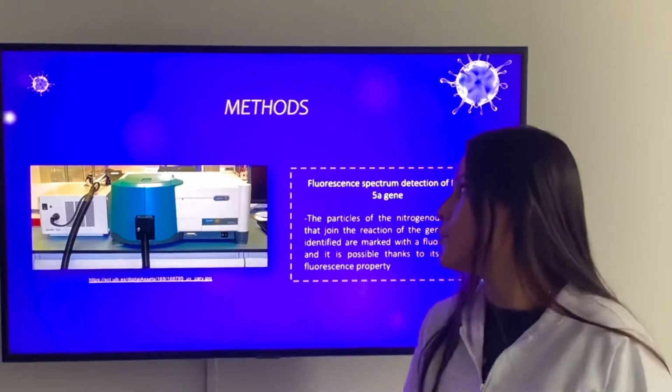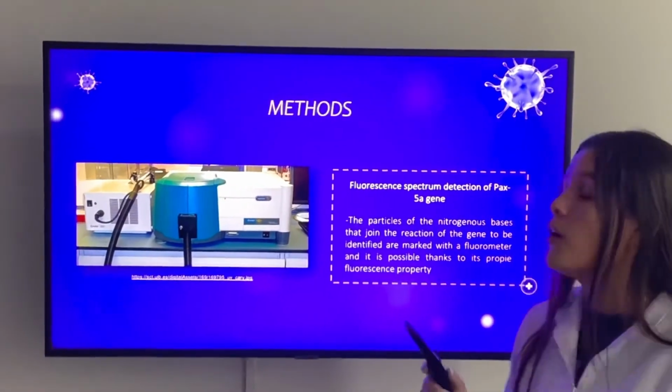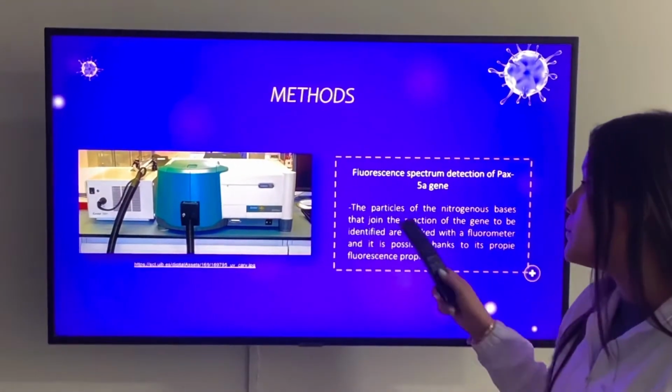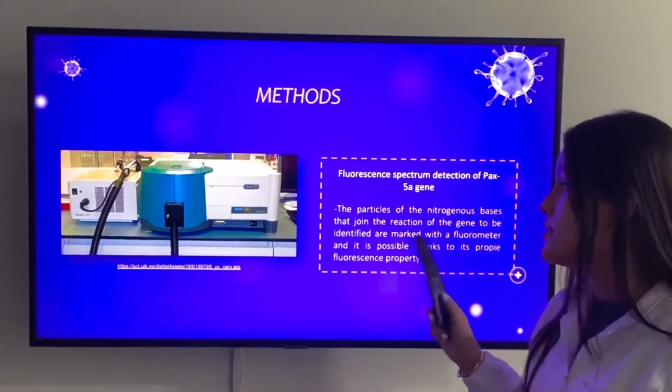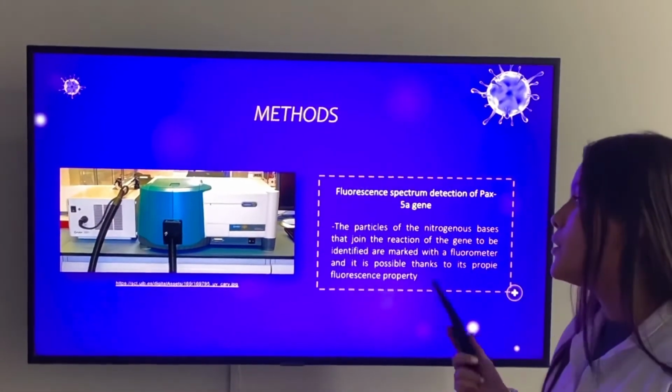The other method that we have is the fluorescence spectrum detection of PAX5A. When we have the nitrogen base particles and a fluorometer, we are going to know that the gene is there.